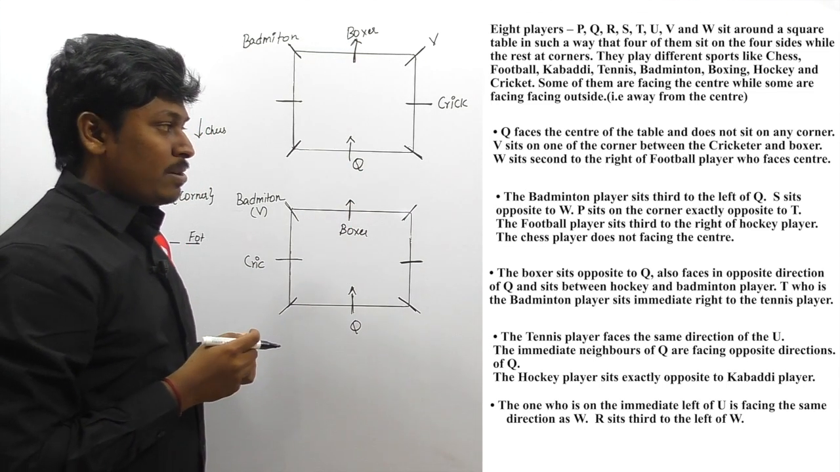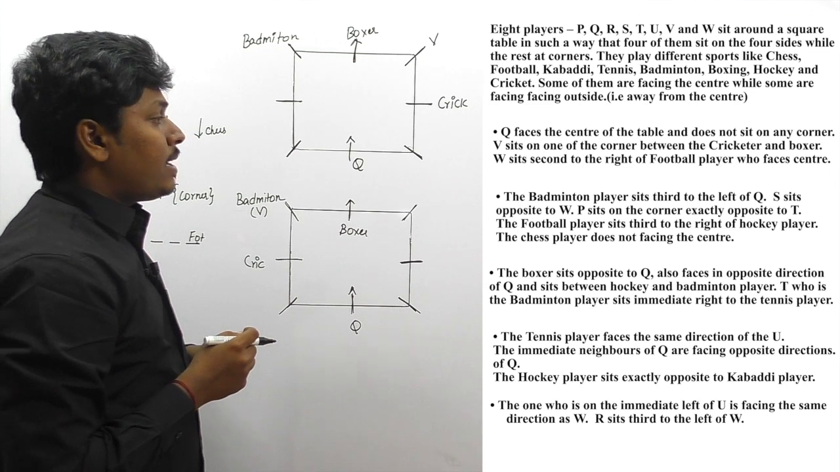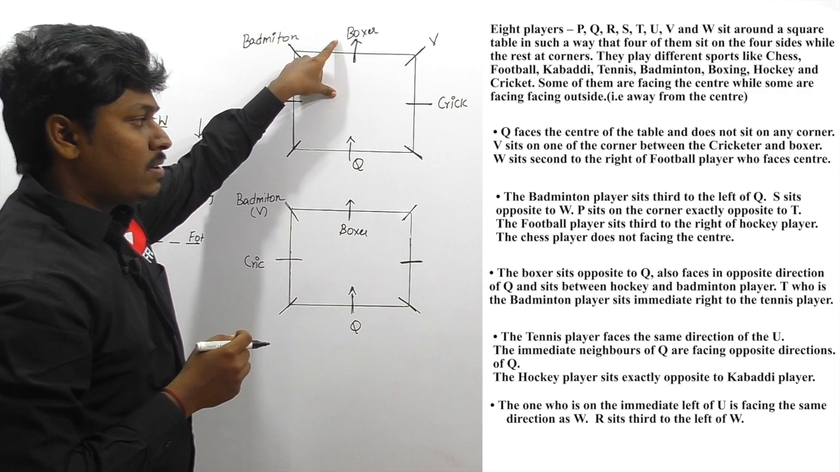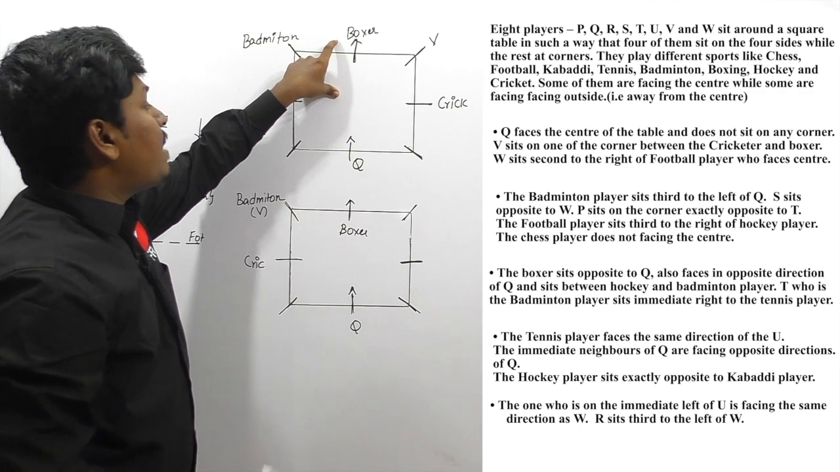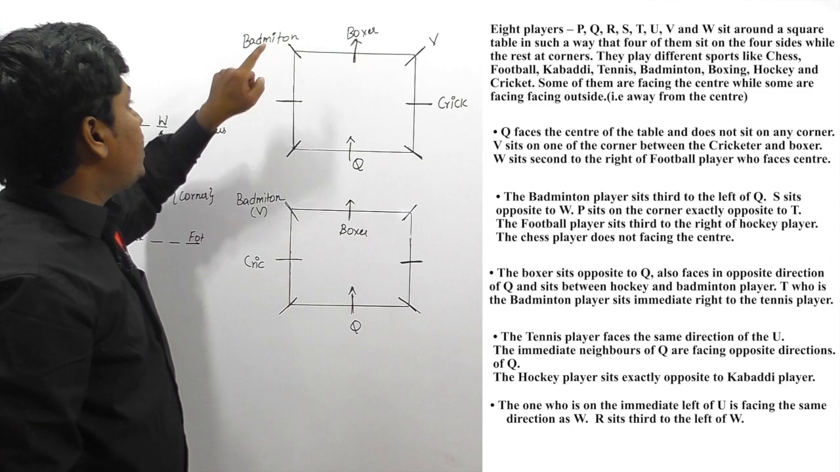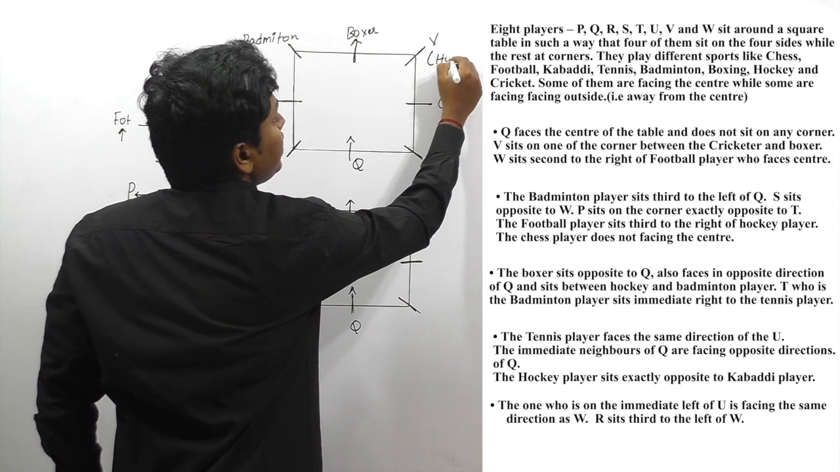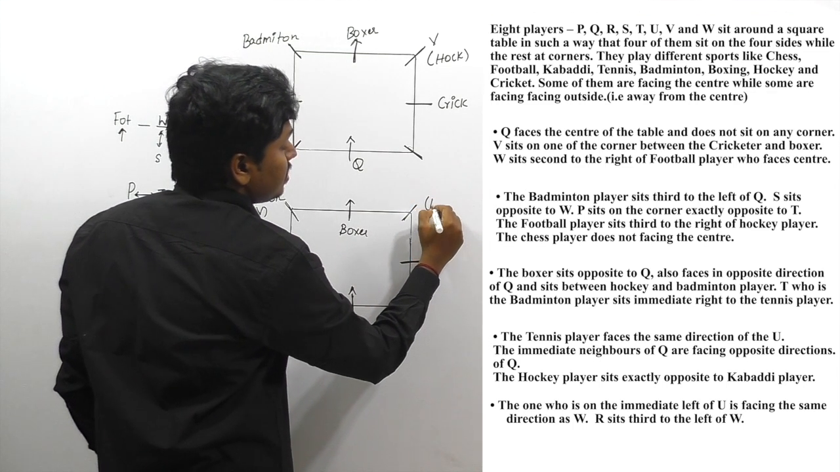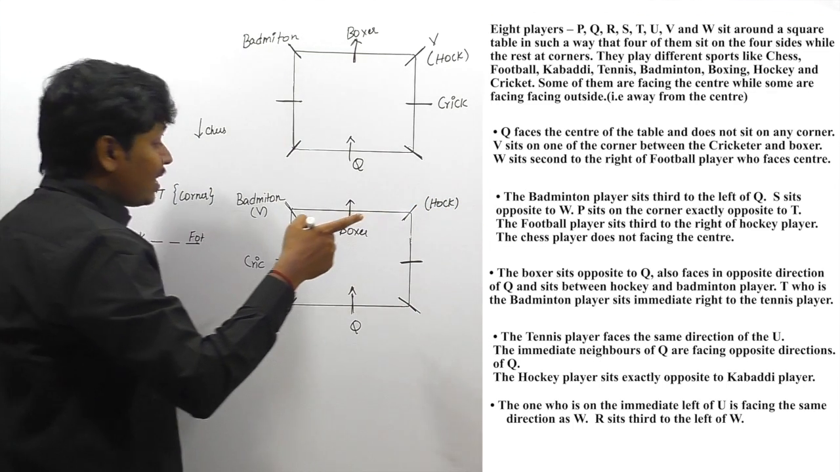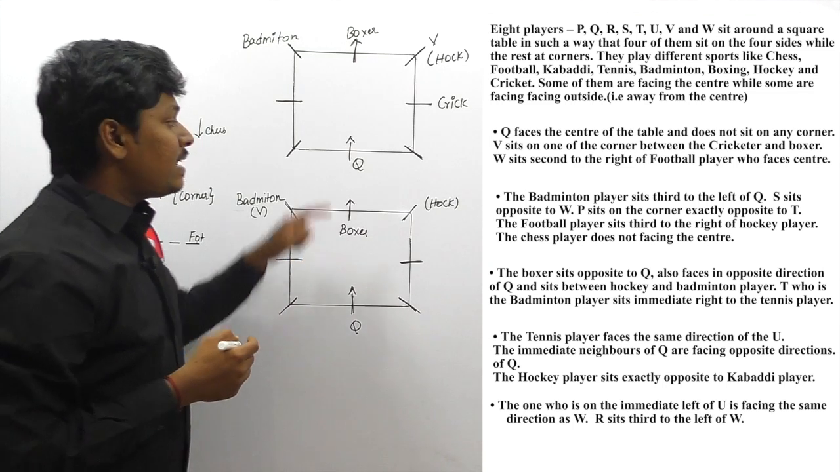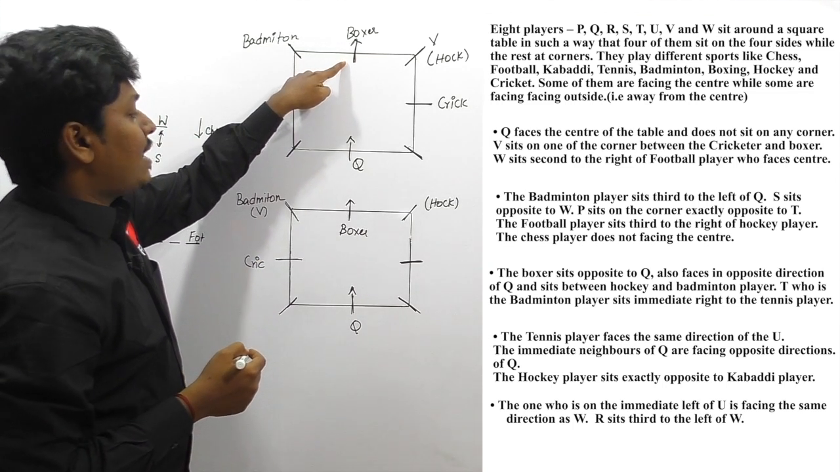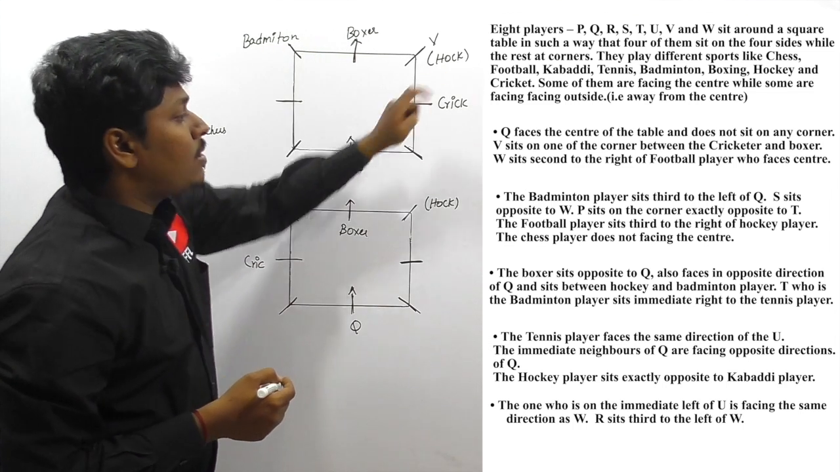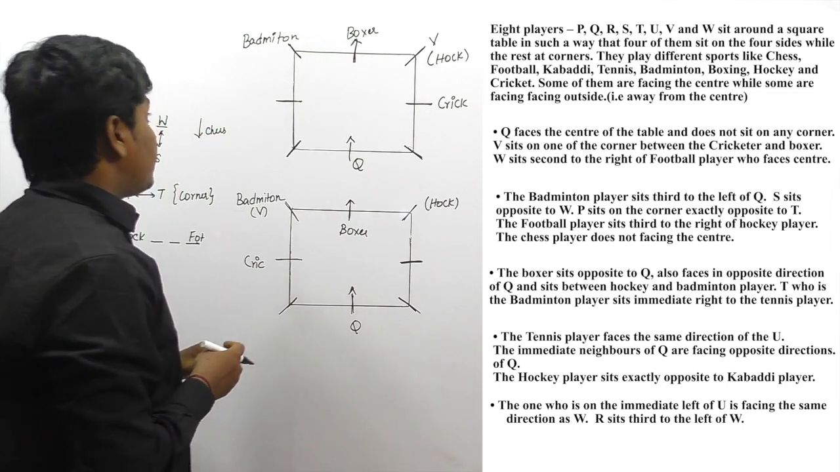Okay. Next point: the boxer, sitting between the hockey and badminton players, also faces the opposite direction of Q. See here, friends, the person boxer is facing the opposite direction of Q and sitting between the hockey and badminton players. We know that this is badminton, so definitely this should be hockey, right? Here it is boxer and here it is badminton, so this should be hockey. So friends, clear on the most important point: the boxer sitting opposite to Q also faces the opposite direction, and this boxer is sitting between the badminton and hockey players. Okay, next point, whether we can fix anything, friends.